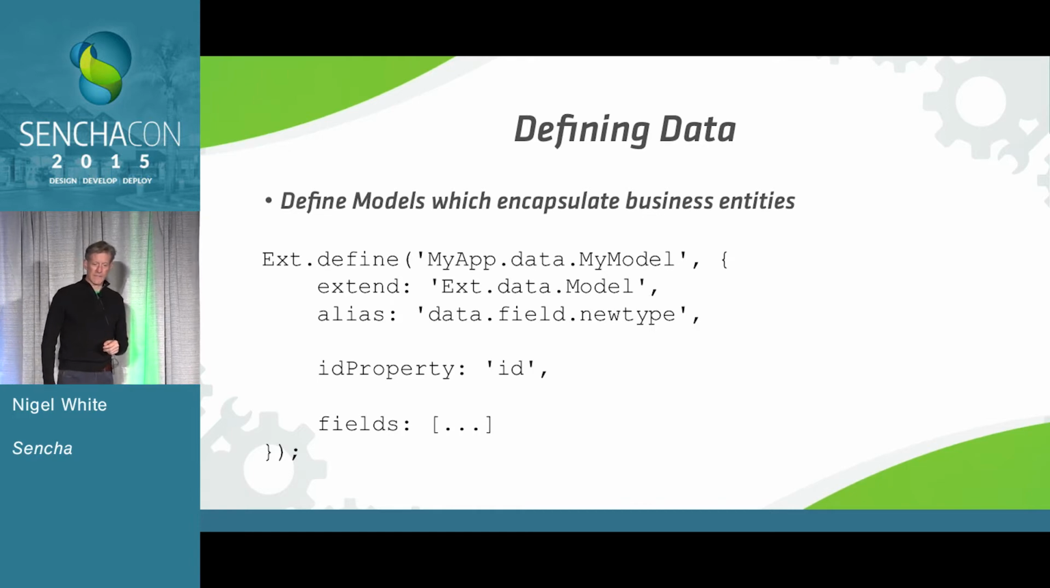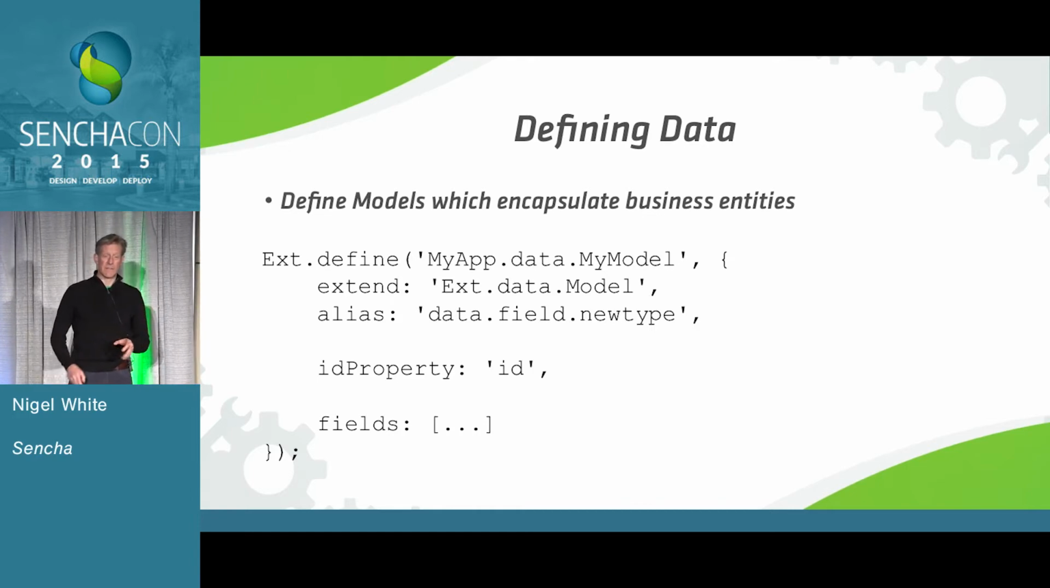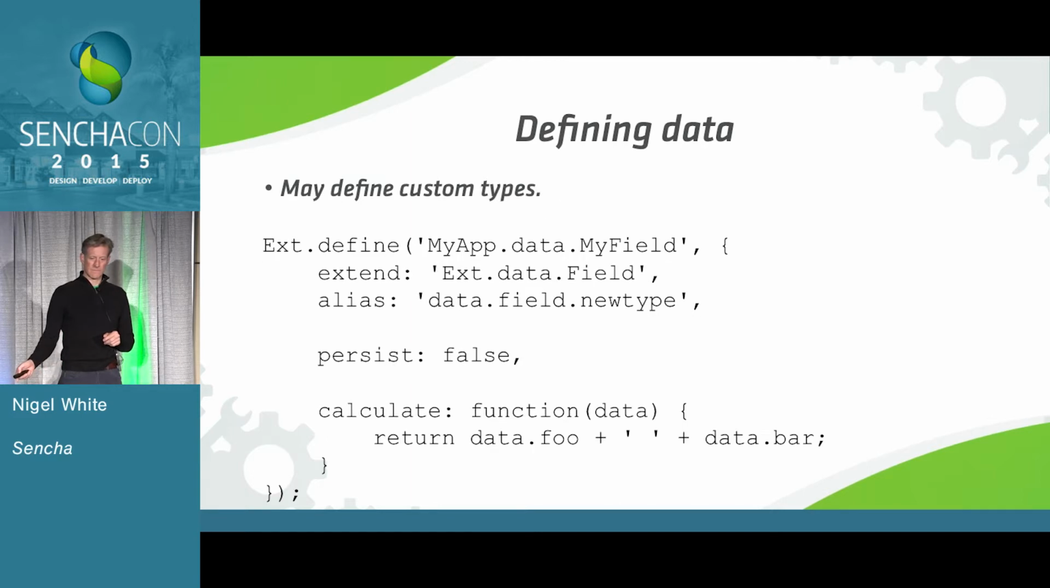Okay, in terms of the data, the first thing that you'll need is to define a model. A model encapsulates your business entity. It extends the ext.data.model base class. It always has an ID, which is its unique row ID, and it contains fields. Instances of this we call records. Fields in the record.